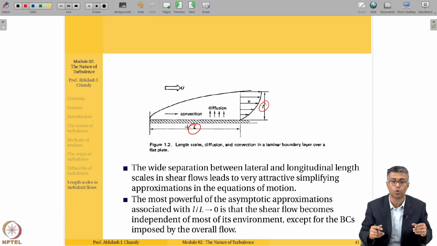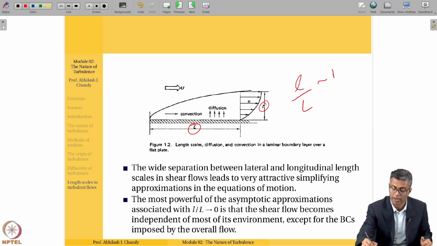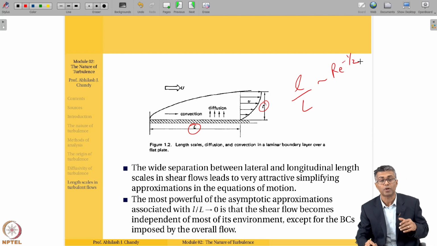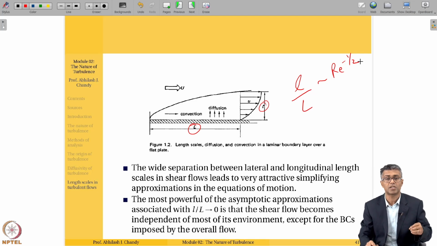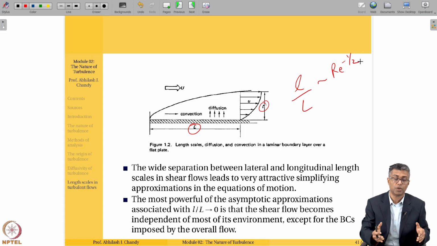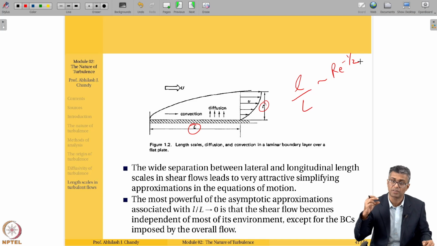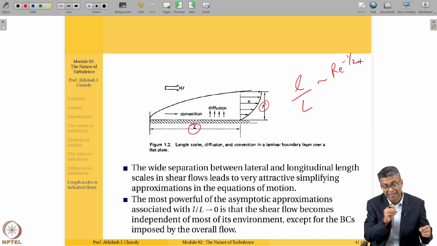We know that l over capital L can be a very, very small number, especially if the Reynolds number is high, because we know now that l over capital L is Re to the minus half. So for really large Reynolds numbers, l over capital L is a very small number, so that you can make a lot of assumptions based on that fact alone, in the sense that small l over capital L is tending to 0. The whole idea of the Prandtl boundary layer equations came from assumptions like this, assuming that the boundary layer thickness is much smaller than the convective length scale.